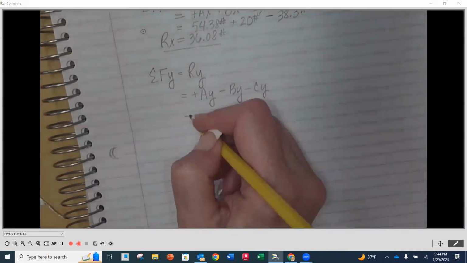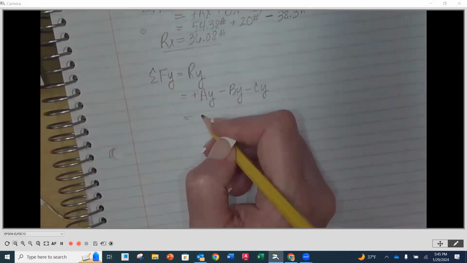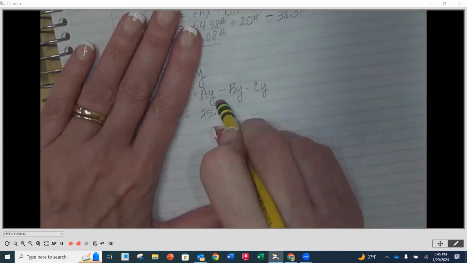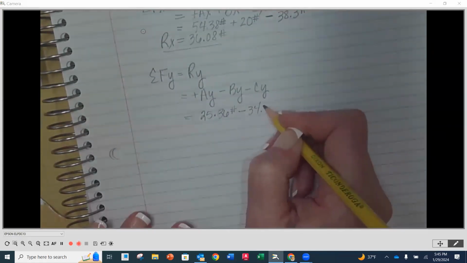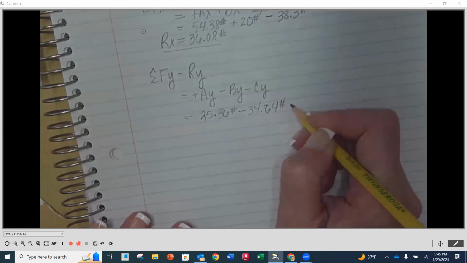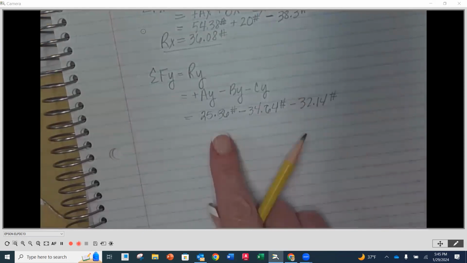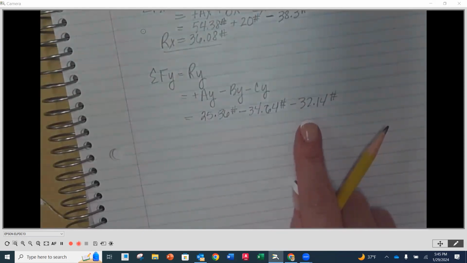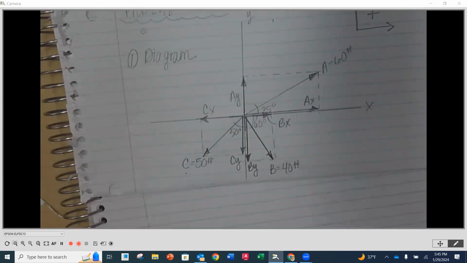Okay. And now I'm going to put the numbers in. I have to skip a row because I have the little tails on the Y's. So here are my values in the second column for my components. So I'm going to have a 25.36, sorry, pounds minus 34.64 pounds minus 32.14 pounds. And again, the signs, the positives and negatives, come from our convention and identifying up, down. In this case, up is positive, down is negative. Right.